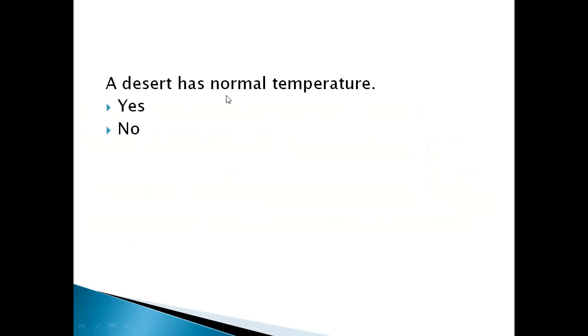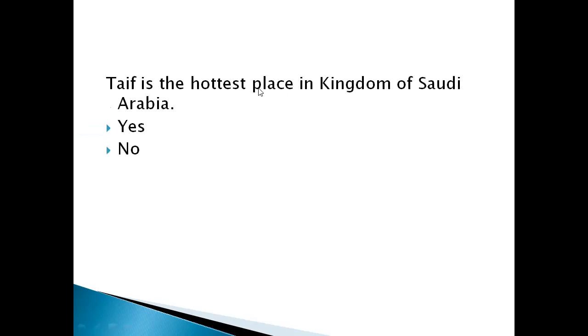A desert has normal temperature. What do you think? In a desert, do we have normal temperature, like in Taif? Taif is a desert place. No, a desert does not have normal temperature, it has high temperature. So this statement is false, or we can write no. Taif is the hottest place in the Kingdom of Saudi Arabia. What do you think? Obviously no, Taif is not the hottest place, so you can write no.